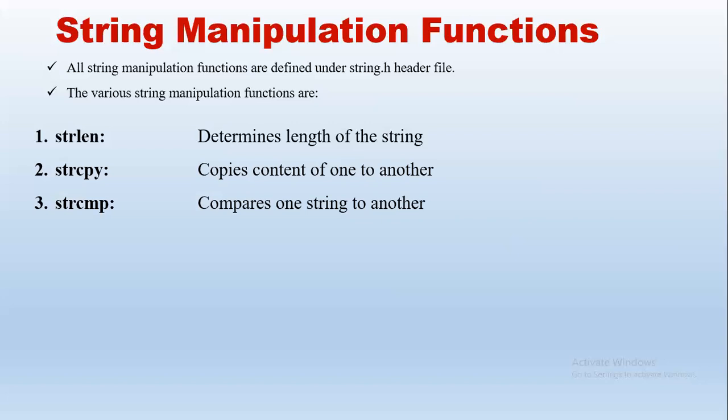The third function is strcmp, string compare. It compares one string with another. If both the strings are equal, it returns a value of 0. If one string is smaller than the other, it returns a non-zero value. The non-zero value may be a negative number or a positive number, depending on the values of the strings which are compared. The next function is strcat. This is used to combine two strings. This is nothing but string concatenation.